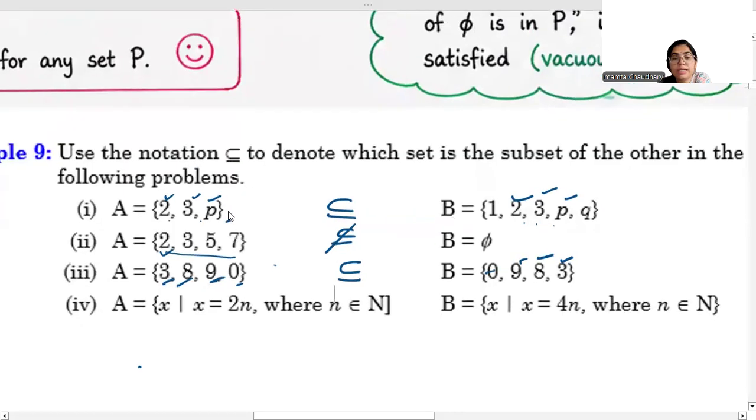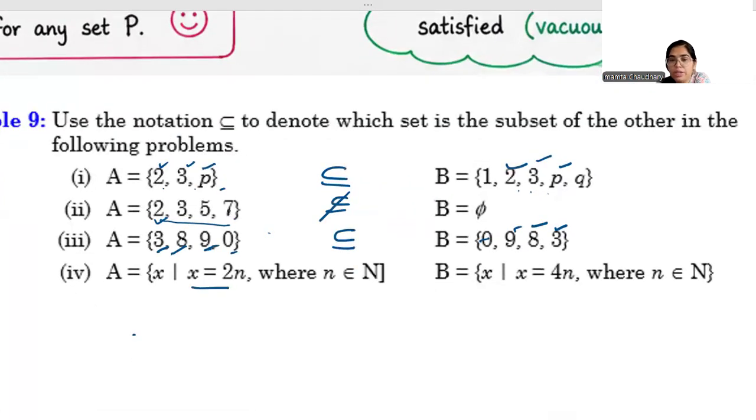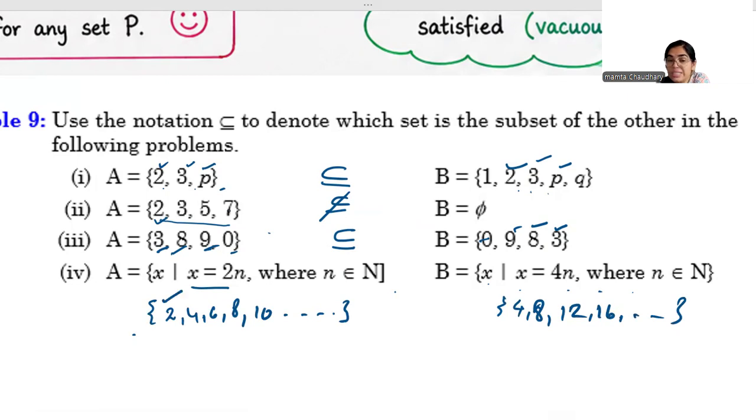Now next. A equals 2n where n belongs to N. Right? And here B equals 4n where n belongs to N. So 2n, it means in roster form what can we write? We can write it as 2, 4, 6, 8, 10 and so on. In this, the multiples of 4: 4, 8, 12, 16 and so on. So 2 is there in A. Is 2 there in B? No. So it is not the subset of B.